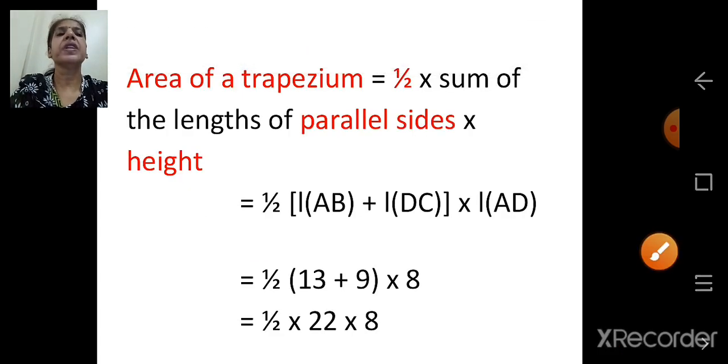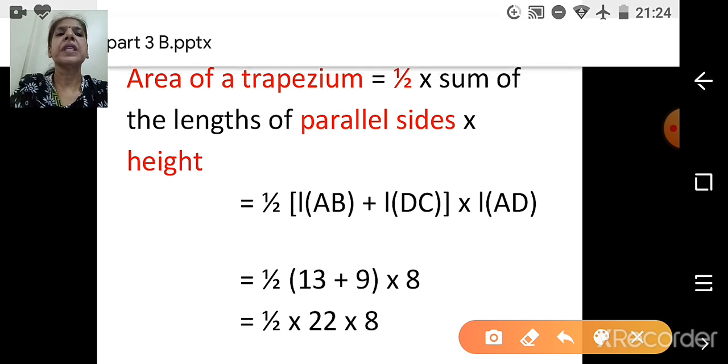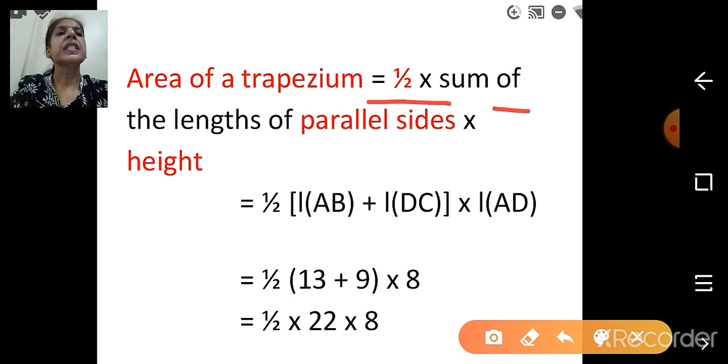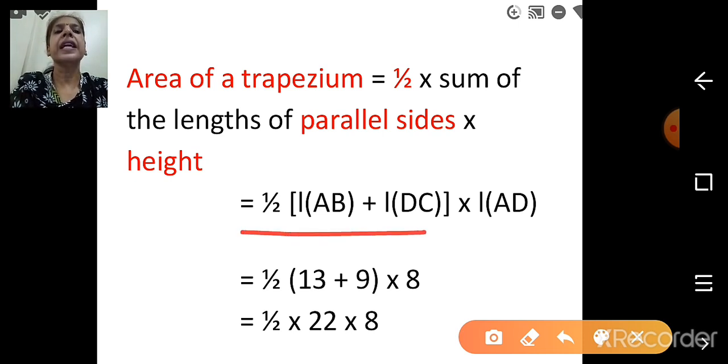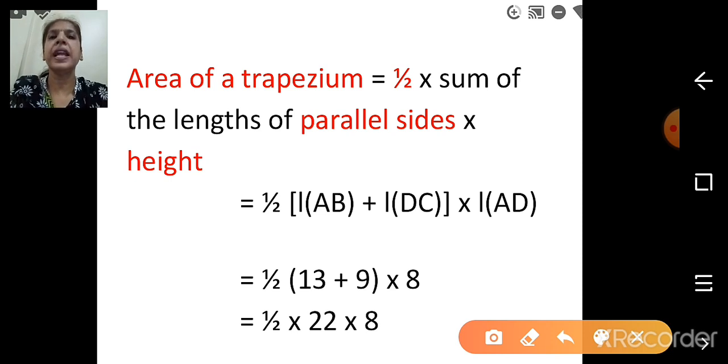Now what we will do? First we will write the formula. Formula of area of trapezium is half into sum of lengths of parallel sides into height. That is half into, now which are the parallel sides? AB is one parallel side and CD is the other parallel side. So AB plus CD, write in brackets, half of AB plus CD, or we can also write DC, into height. Height is AD.